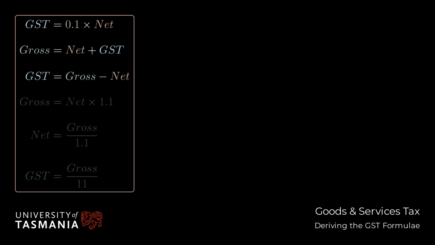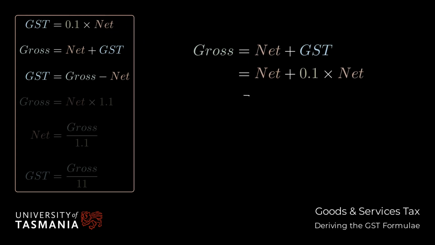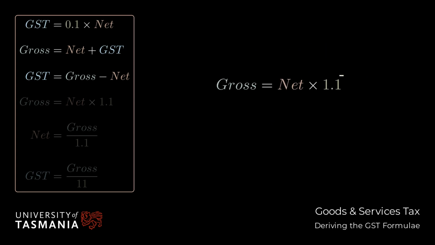Now that we've covered the basics, let's move on to calculating the gross amount when you know the net. Starting with the gross formula, we substitute GST with the legislative definition, then simplify. This results in gross equals net times 1.1.